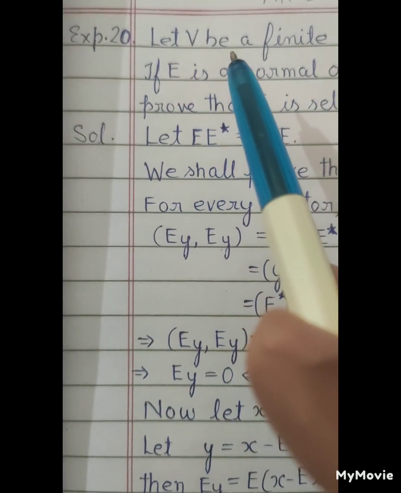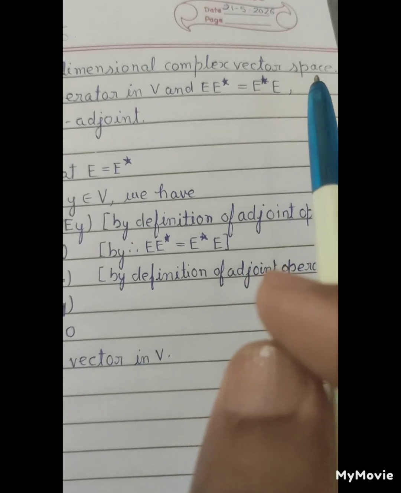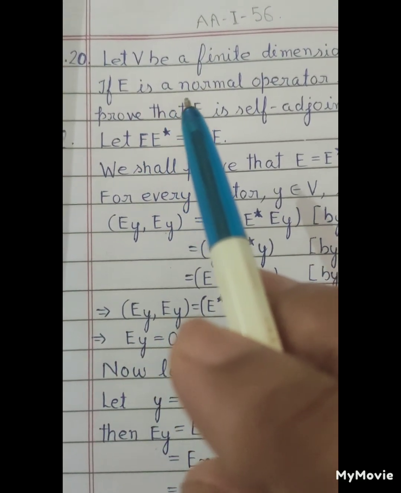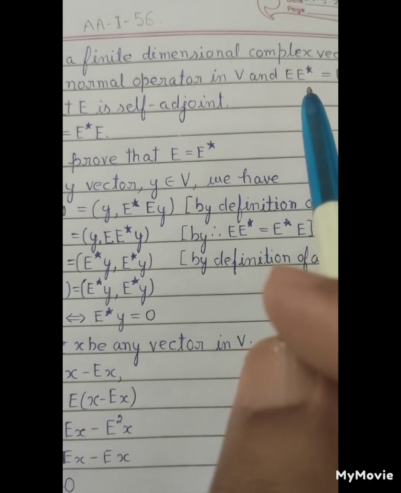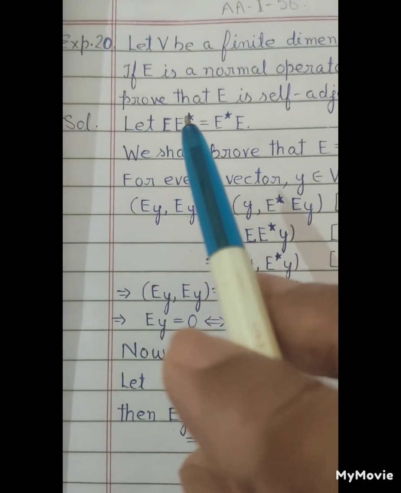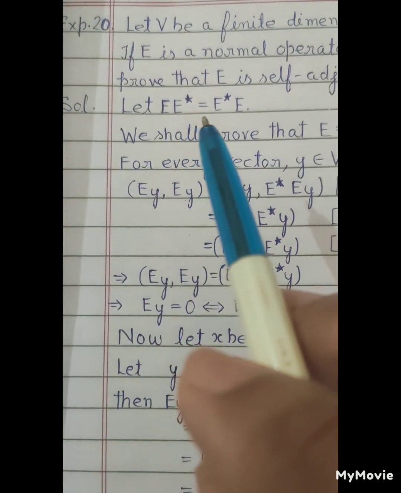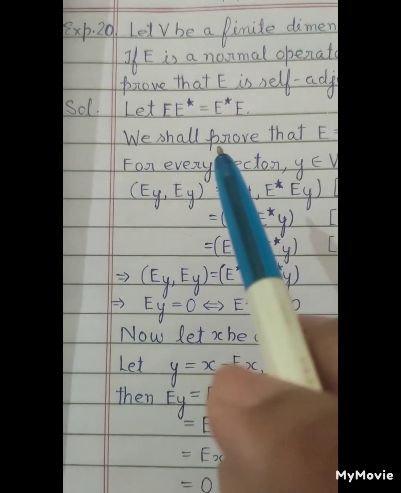Example: let V be a finite dimensional complex vector space. If E is a normal operator in V, E E star equals E star E. Prove that E is self-adjoint. Solution: let E E star equals E star E.